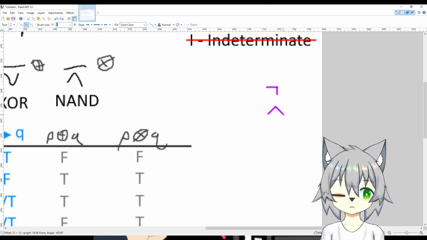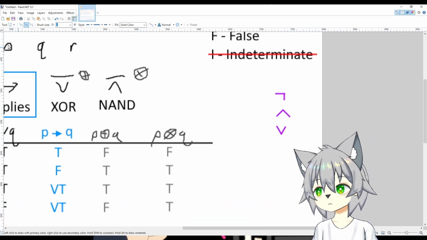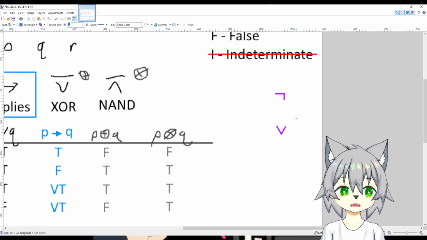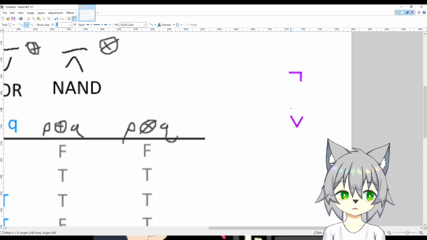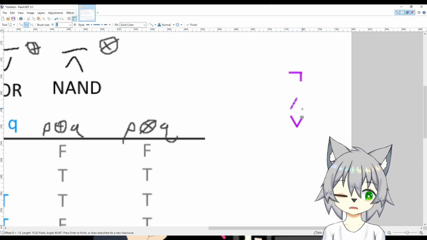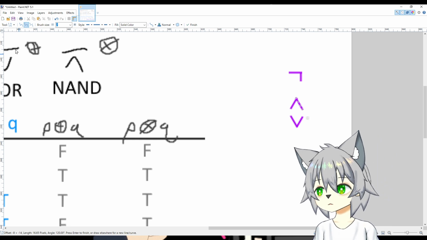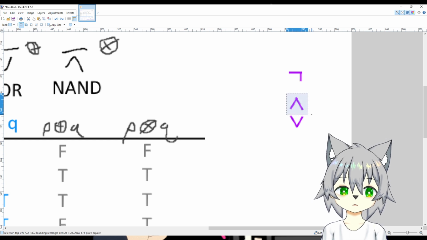Why don't I actually do this properly? The or operator. It doesn't have to be that steep, but I want to do this a bit more properly, just to make it look nice. I'm an artist after all. I'll spend stupid amounts of time making things look nice rather than actually getting to the point.